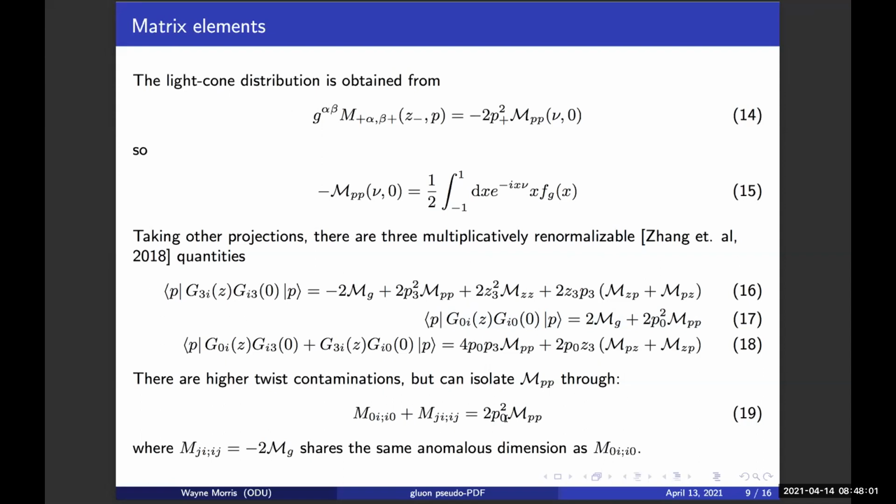And what we also found was that if I take this MJIIJ projection, I'd get this minus 2mg, which exactly cancels with this 2mg from the 0i I0. And conveniently, that term shares the same anomalous dimension with the 0i I0 term. So that's the quantity we want to look at, because it just gives us this MPP term, which is what we're looking for.